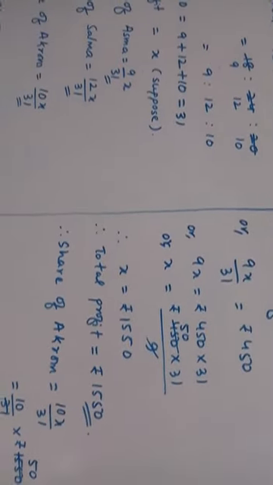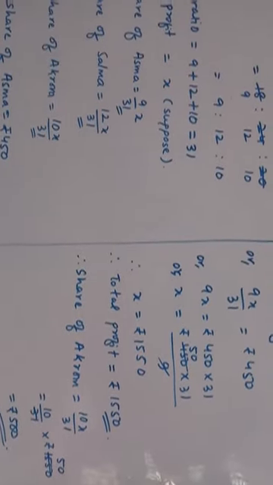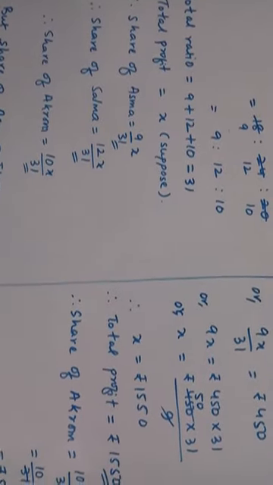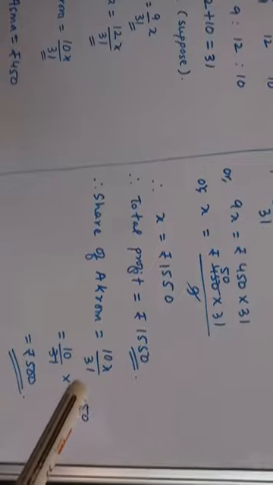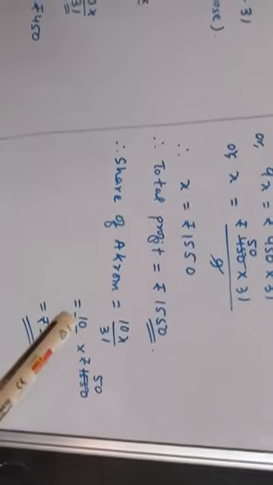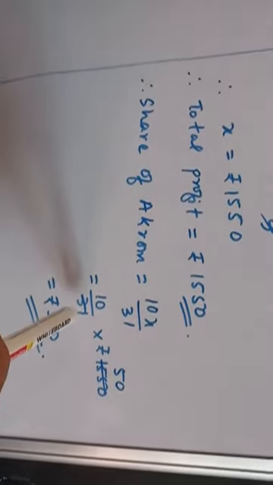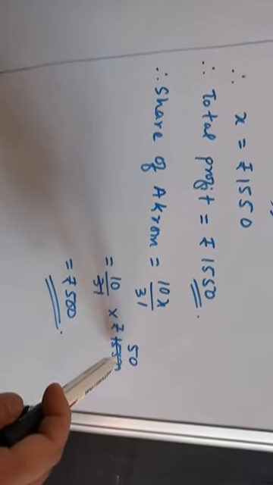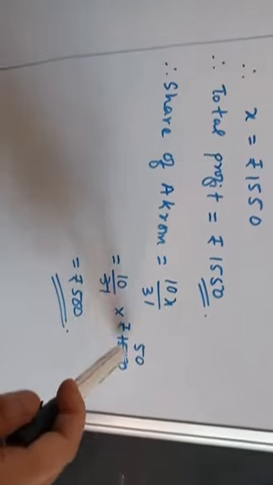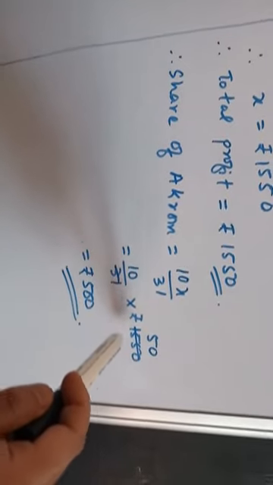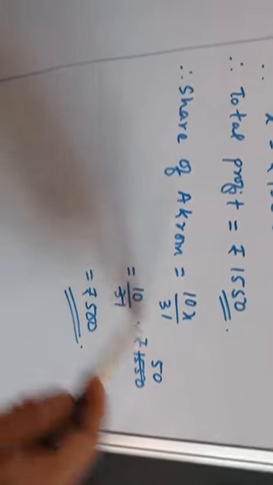We got total profit as 1550. Now after this the question says to find the share of Akram, and share of Akram is 10x by 31. Now we know the value of x, that is total profit. Replace x by 1550, then 31 and 1550. Now here I have applied a simple trick. Look at the last digit here, it is 1, and the last digit here it is 0. Now I'll come to the previous digit. If it is 0, don't take that digit, you come to the next digit. Here it is 5. Now if I multiply 31 with 5, 5 ones are 5, 5 threes are 15. So directly you can cancel.